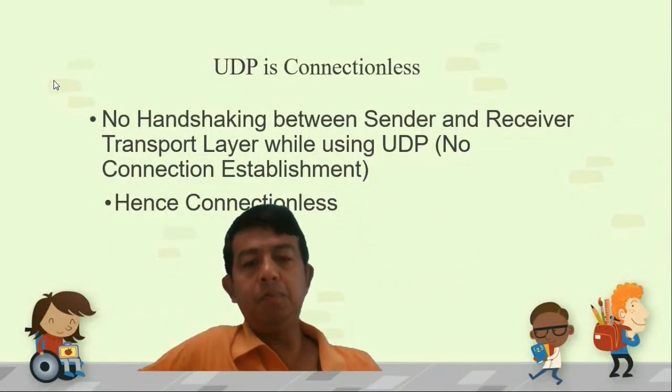However, UDP does not do any such thing. It simply takes the data, divides it into small number of packets, and blasts the packets away to the network layer without any sort of handshaking with the other side. And that's why UDP is known as connectionless. There is no connection establishment, no handshaking, no hi hello sort of things while using UDP.